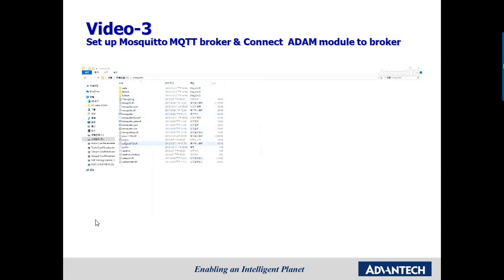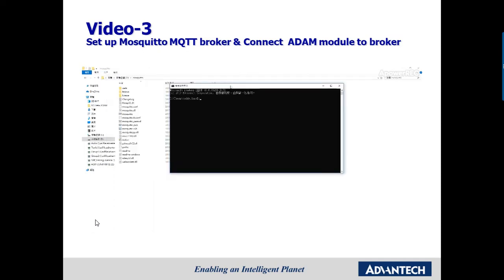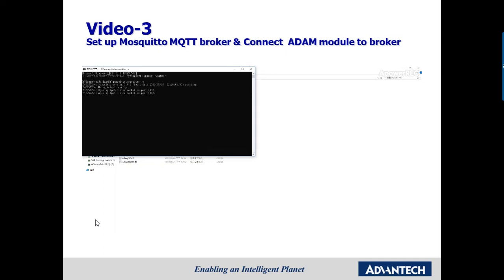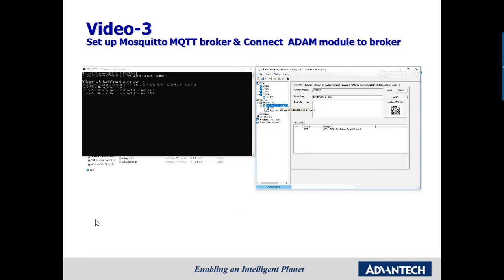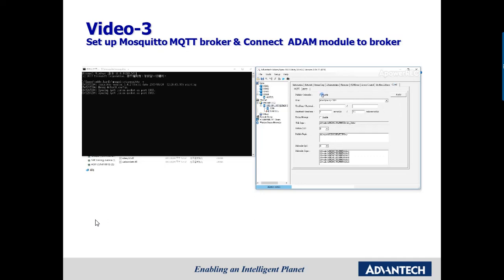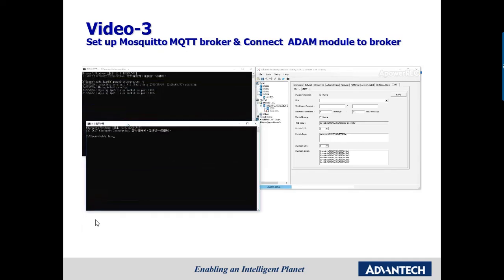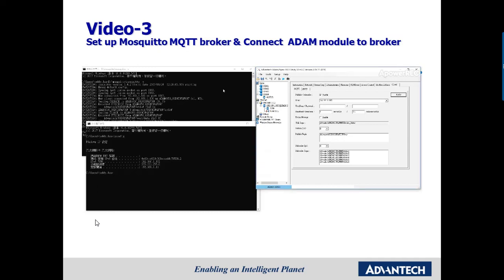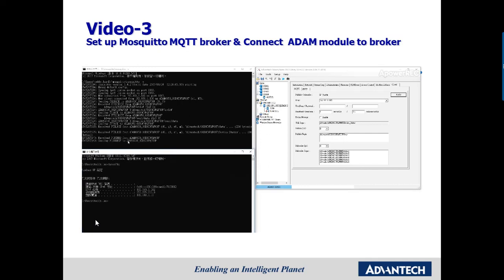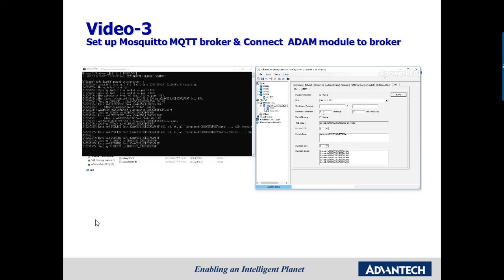First, we open a command line to run the Mosquitto broker. So in the Utility Cloud page, we enable the MQTT function and also enter the IP of this computer because the broker is running at this laptop. And then click apply to set the MQTT function of ADAM. As you can see, you already see lots of messages being received on the broker.